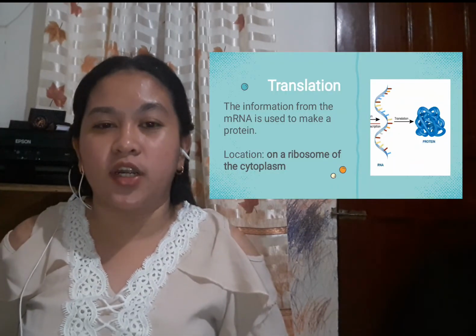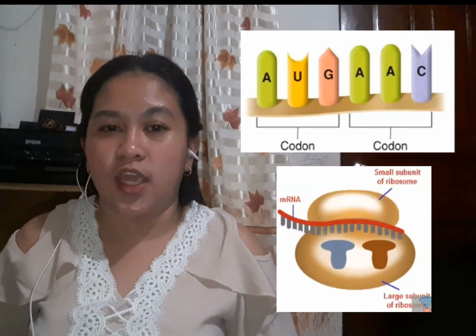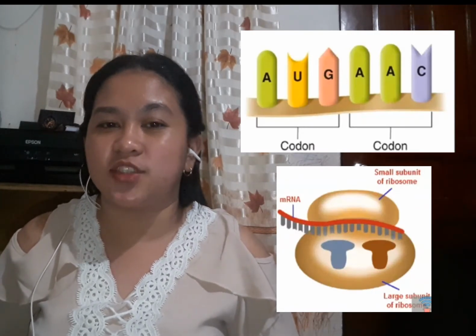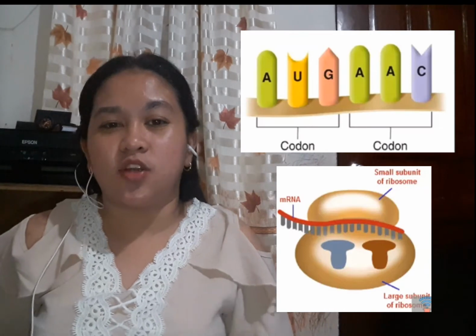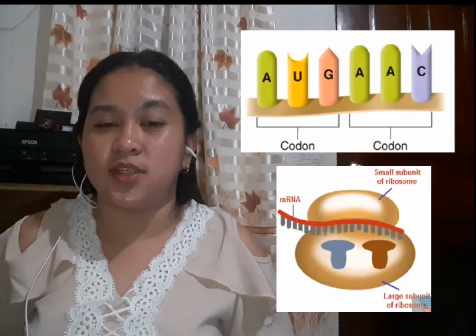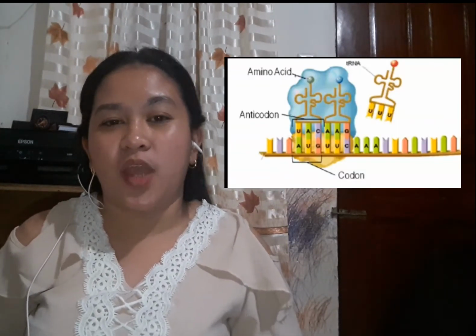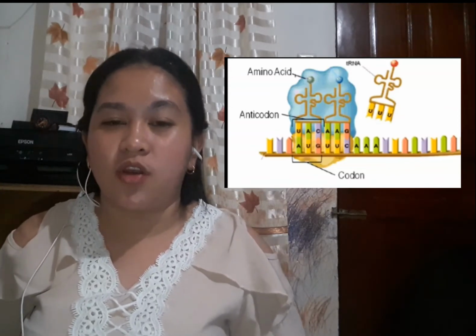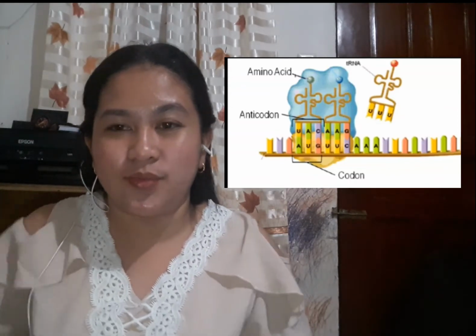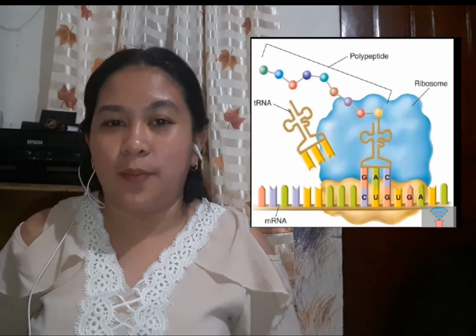Let's move on to the translational control. When we say translation, it is when the information from messenger RNA is used to make a protein. Also, there are steps in translation. The first one is that messenger RNA attaches to the ribosomes at the start codon. When we say codon, it is a triplet sequence of nucleotide bases. The second one is that the transfer RNA carries the amino acid specific to the codon on messenger RNA. And lastly, the amino acids are bonded together to make a polypeptide.